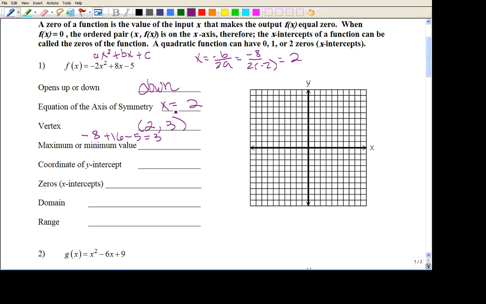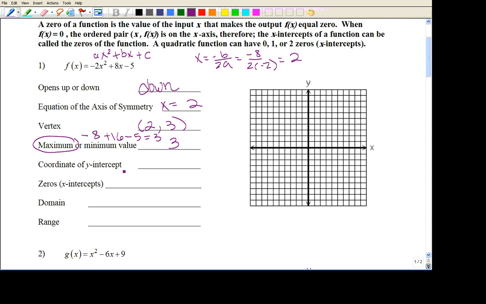Now just like the equation of the axis of symmetry matches the x value of the vertex, the y value of the vertex is our maximum or minimum value. So we can put that number here, 3. Because the graph opens down, this graph has a maximum.